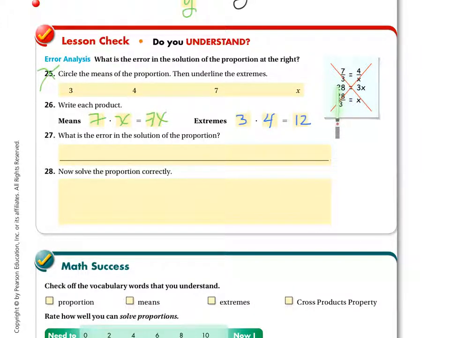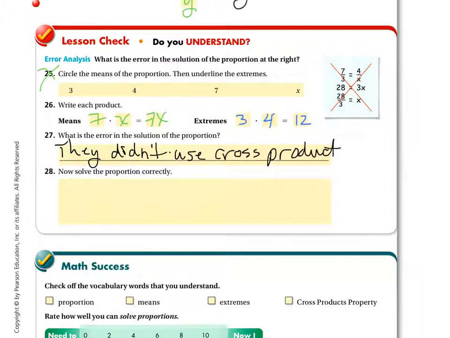So that would be horizontal products, which we don't use to solve proportions. So they should have done their cross products, and so everything else is wrong. So the error would be they didn't use cross products. So set your cross products, which is 7x, equal to the 12. Then what do you do?